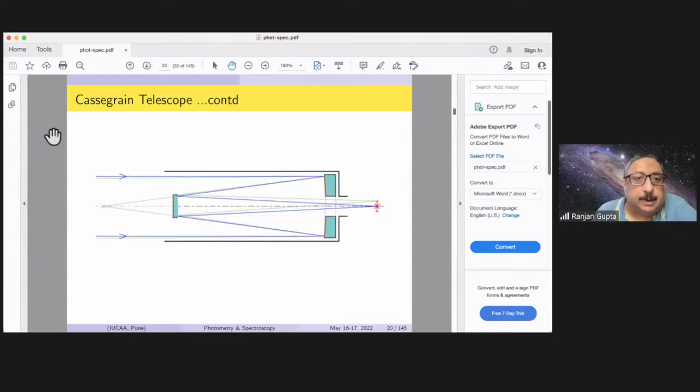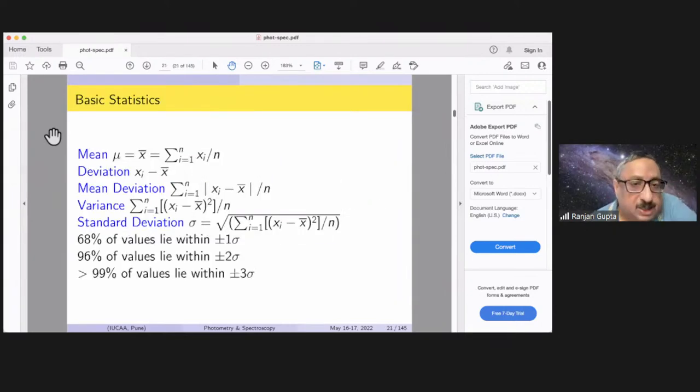Just skip that. This is just a slide to remind most of the students how important statistics is in observational astronomy, particularly because you are taking data. So you don't have to go through this in detail. You can get all this information from typical statistics books like the Schaum series, etc.